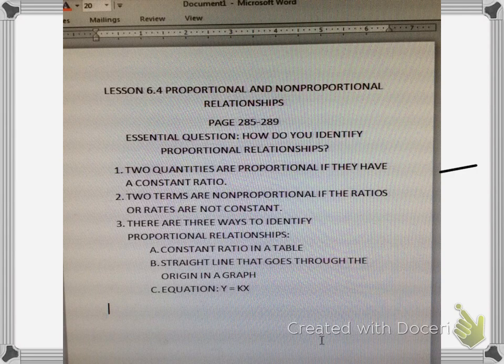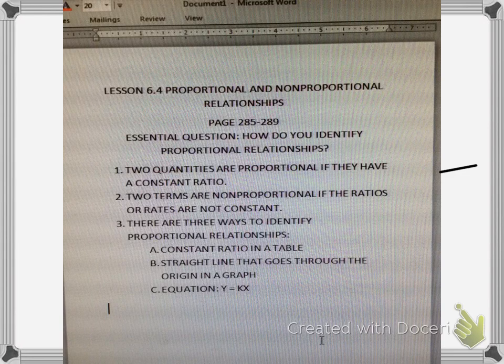Two quantities are proportional if they have a constant ratio or a constant rate. Two quantities are non-proportional if the ratios or rates are not constant. There are three ways to identify proportional relationships.